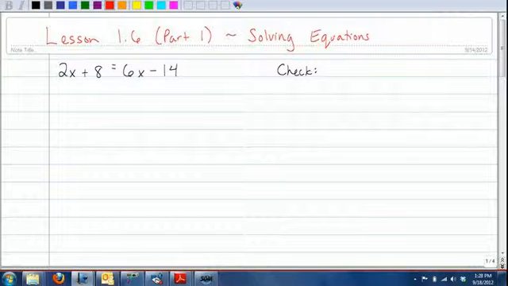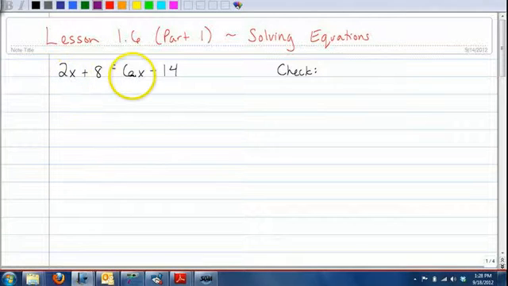So let's look at this first one. We have 2x plus 8 equals 6x minus 14. Now when I solve an equation, the one thing that I look for is where are my variables. Here I have a variable on one side of the equation. Here I have a variable on the other side of the equation.